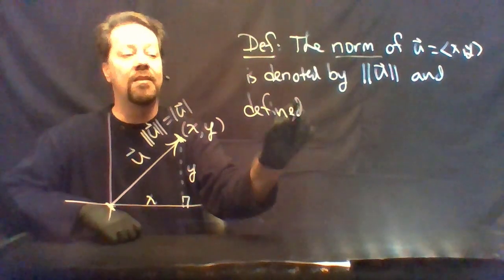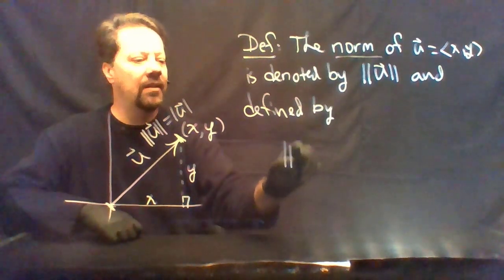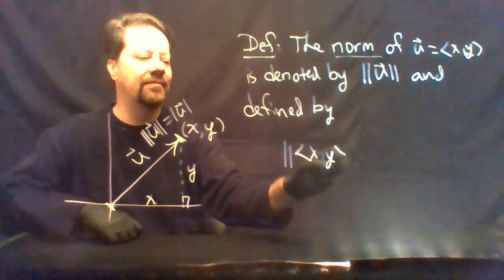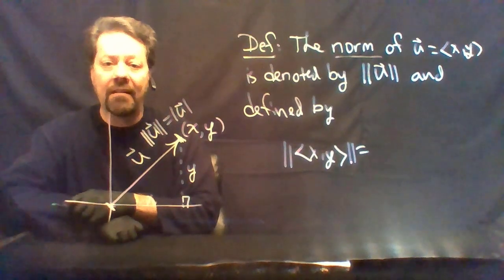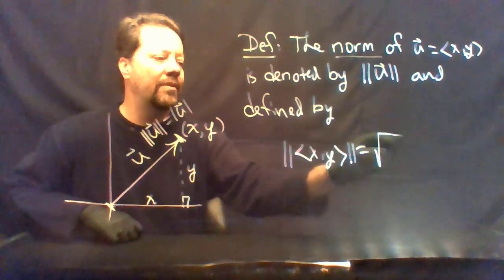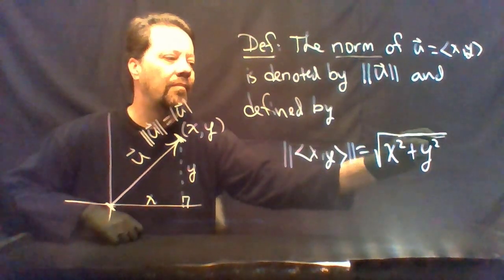It's defined the way that you would probably define it. The norm of that vector xy is calculated by the Pythagorean theorem, the square root of x squared plus y squared.